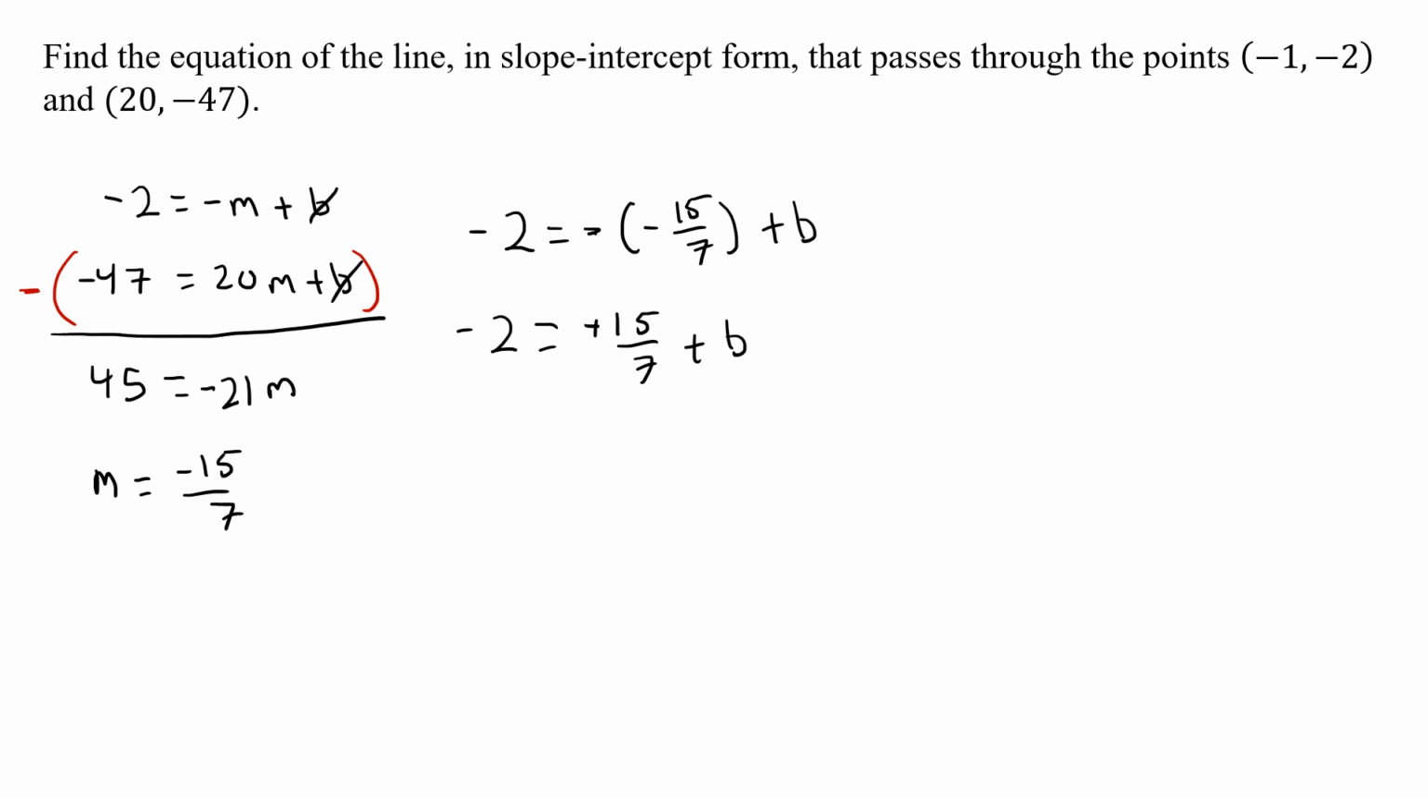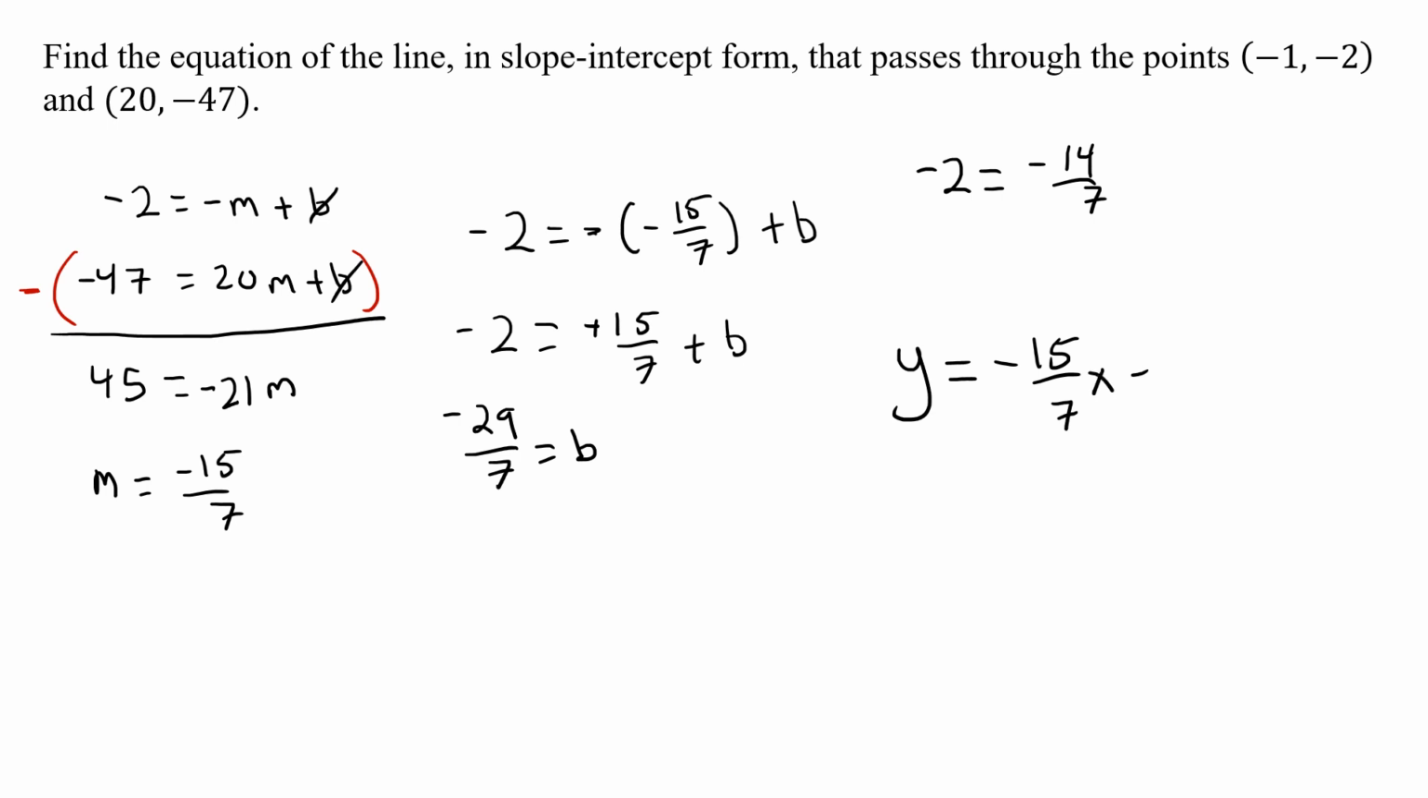So we're going to think about negative 2, little side over here. Negative 2 is really negative 14 over 7. So we're actually going to subtract from negative 14 sevenths, negative 15 sevenths. So negative 14 minus negative 15 is negative 29. Wait, subtracting 15 gives negative 29, so my b value should be negative 29 over 7. And so my solution should be y equals negative 15 over 7 x minus 29 over 7.